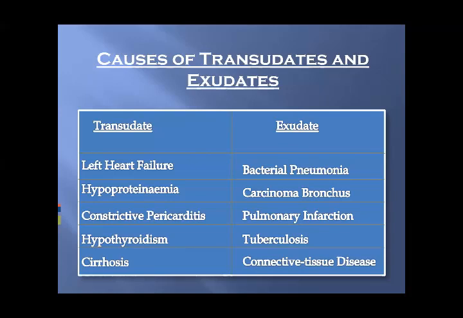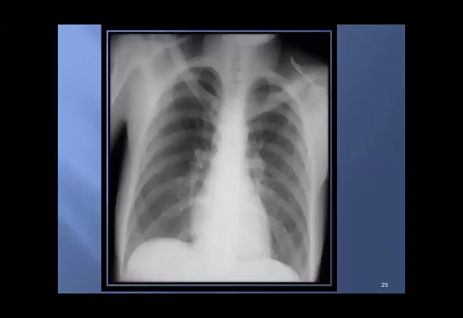Causes of transudates and exudates are different. Transudative causes of pleural effusion are usually left heart failure, hypoproteinemia, constrictive pericarditis, hypothyroidism, and cirrhosis. Whereas exudative causes are bronchial pneumonia, carcinoma of bronchus, pulmonary infarction, tuberculosis, and connective tissue diseases.